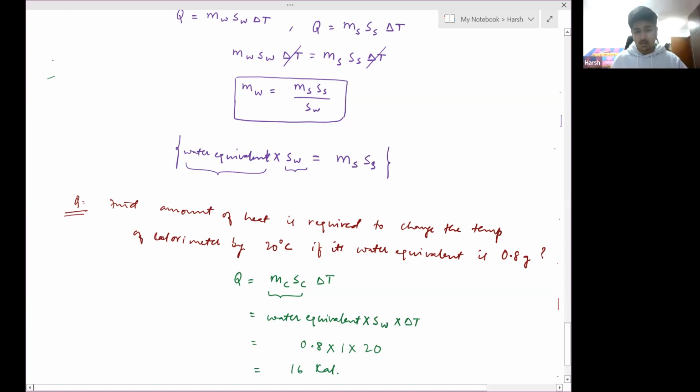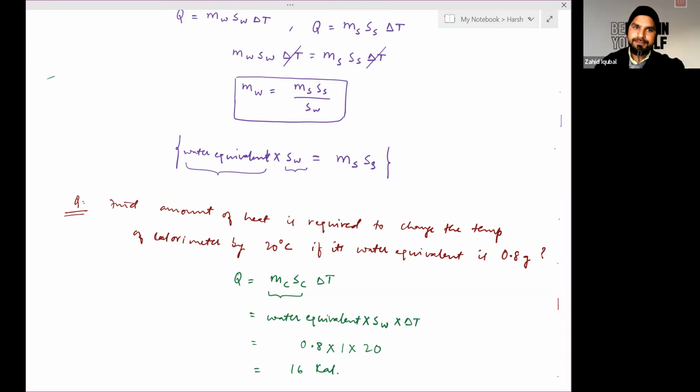Okay, so this is all about calorimetry and its various relationships. Next, we start with heat transfer.